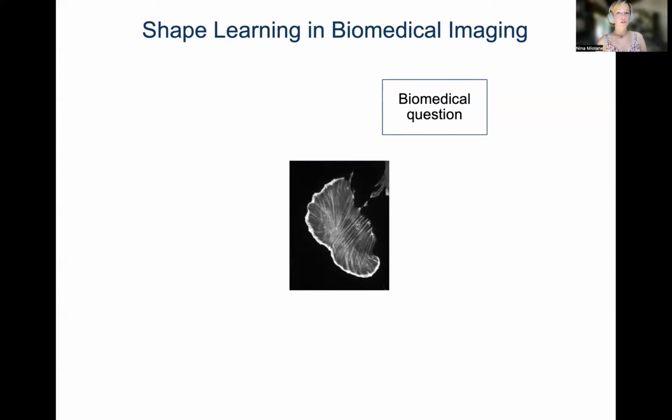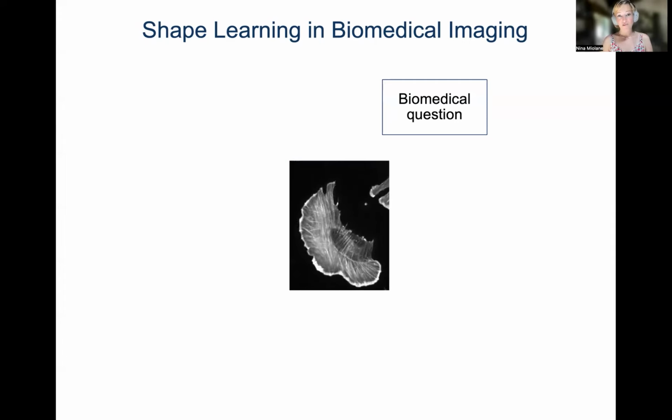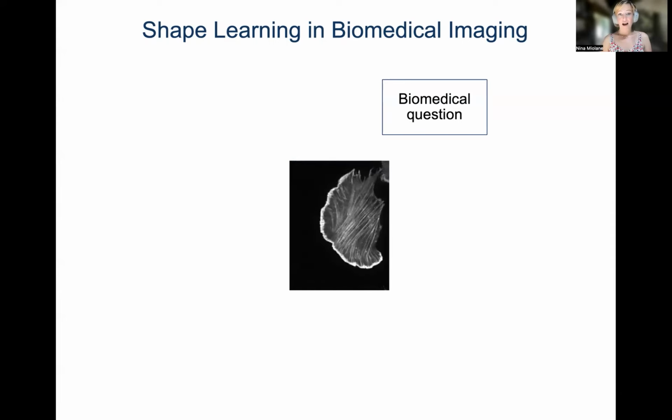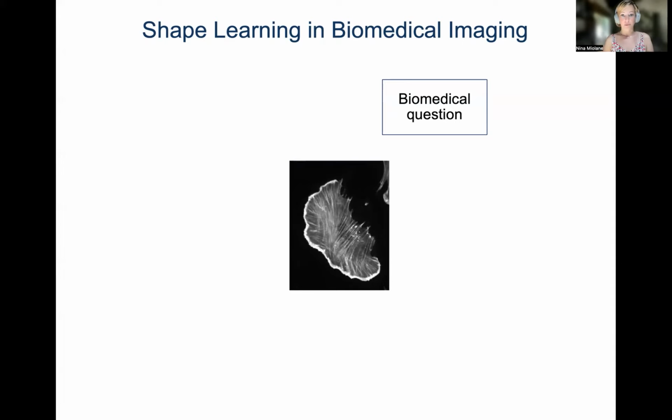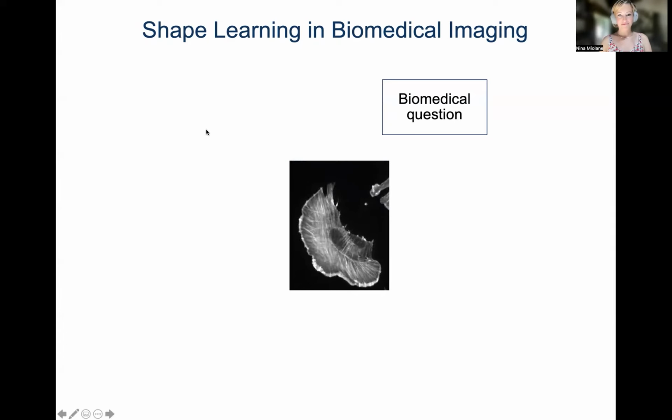Another biomedical question could be, how do cells move? So you see on this slide, a moving cell, also called a migrating cell. How cells move is a very important question when one studies metastatic cancer, when the cancerous cells propagate in the human body. All in all, it starts with a biomedical question.